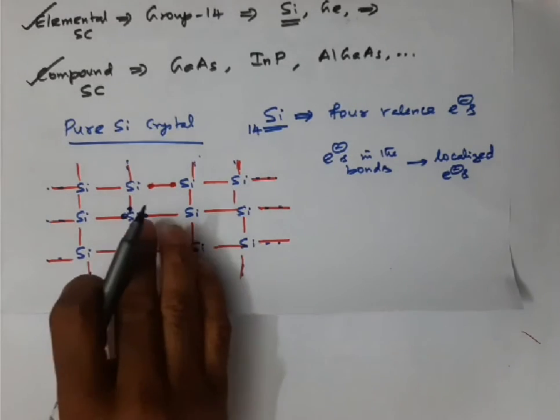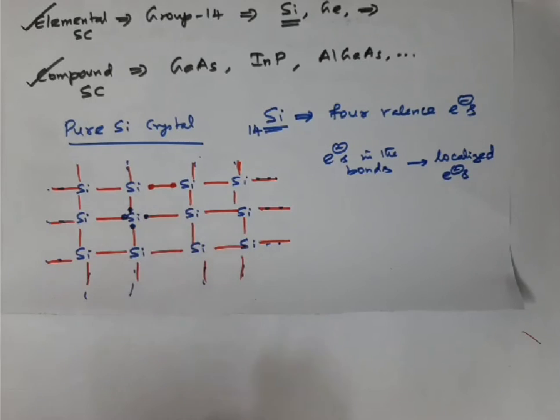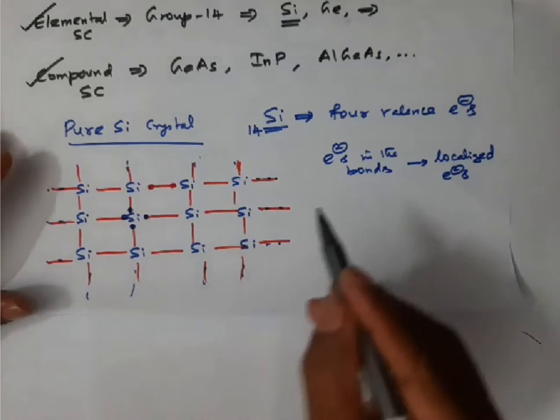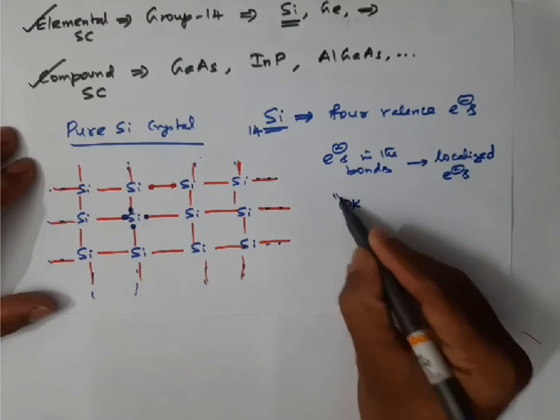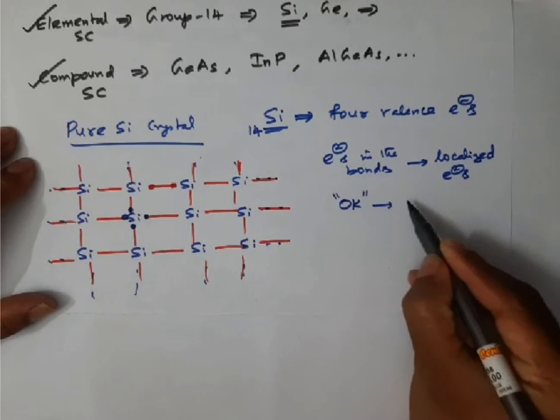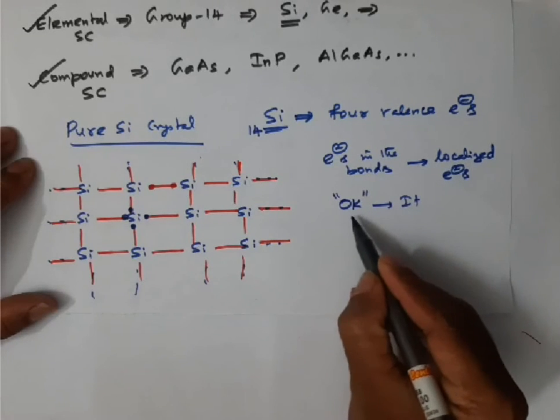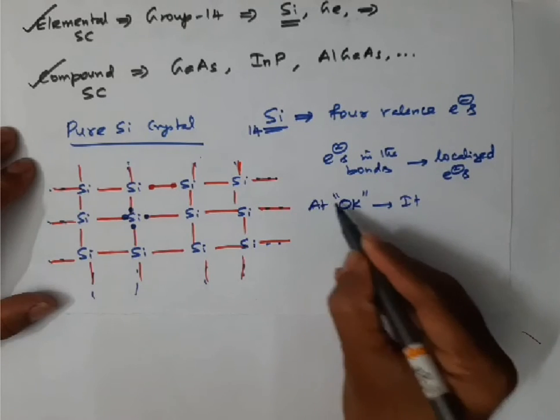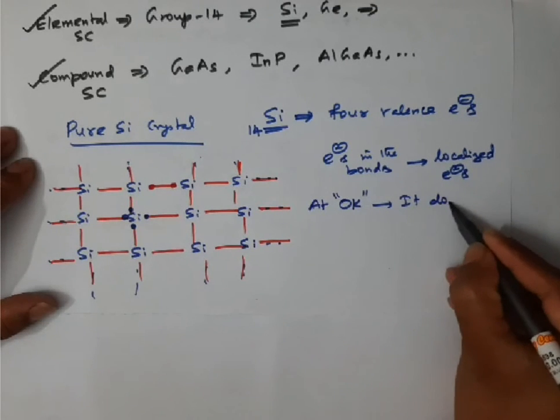So these electrons do not conduct current because they are localized. They are tightly bound in the covalent bond. They cannot move. They are called localized electrons. Therefore, pure silicon at 0 Kelvin does not conduct current.